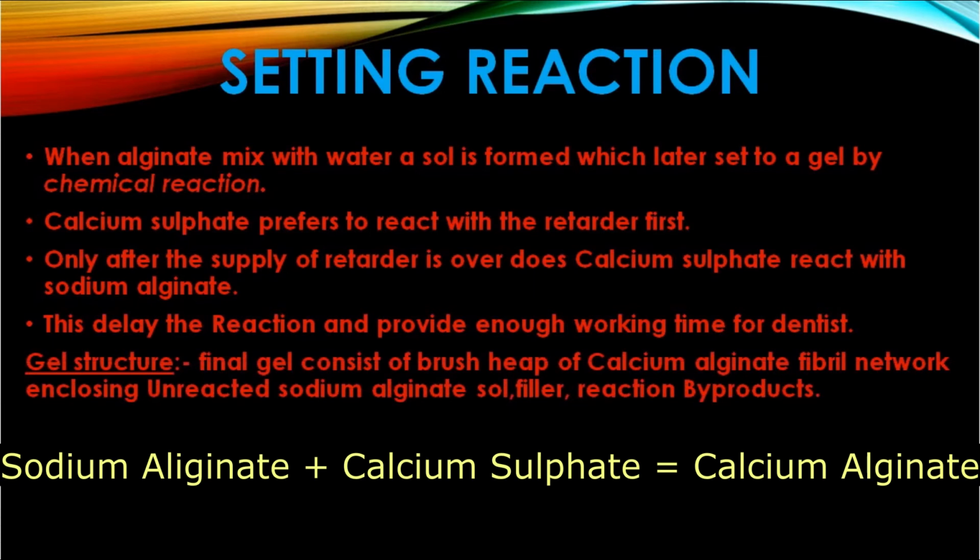Gel structure: the final gel is a cross-linked structure which consists of a brush heap of calcium alginate fibril network enclosing unreacted sodium alginate solution, excess water, filler particles and reaction byproducts. Calcium is responsible for cross-linking.